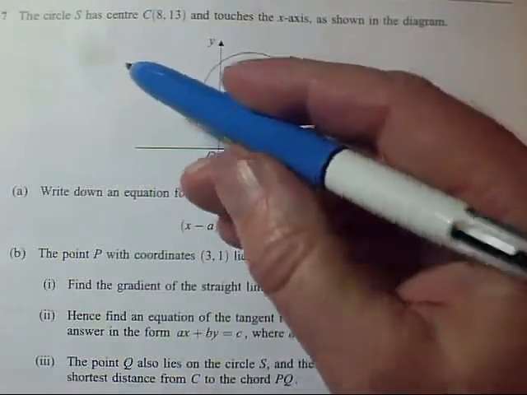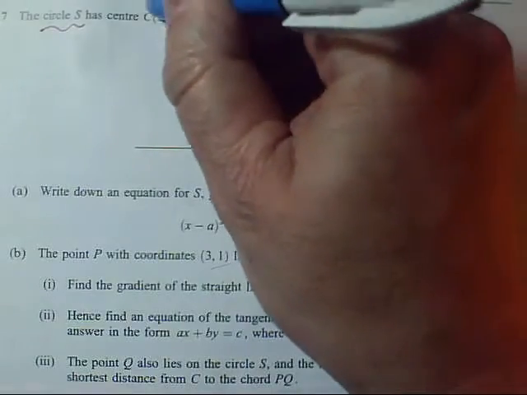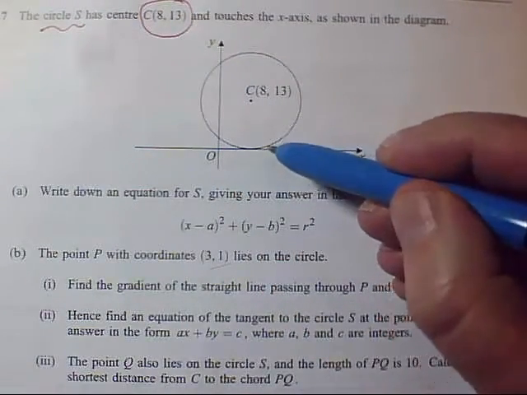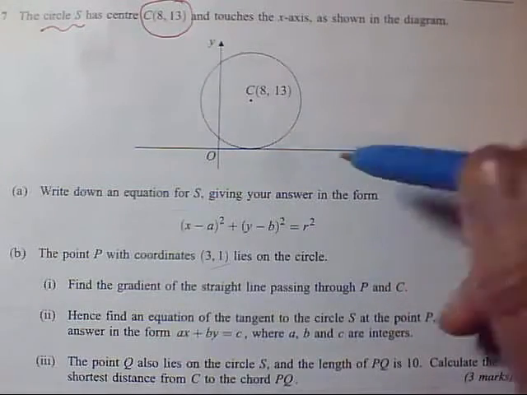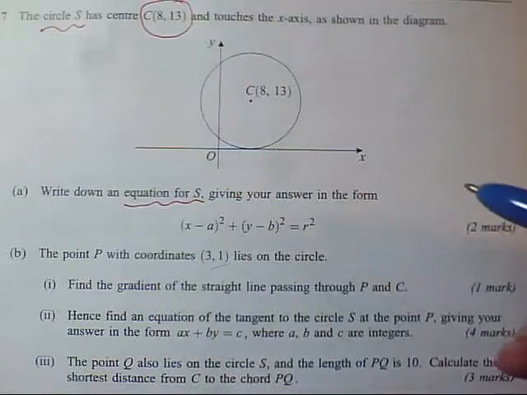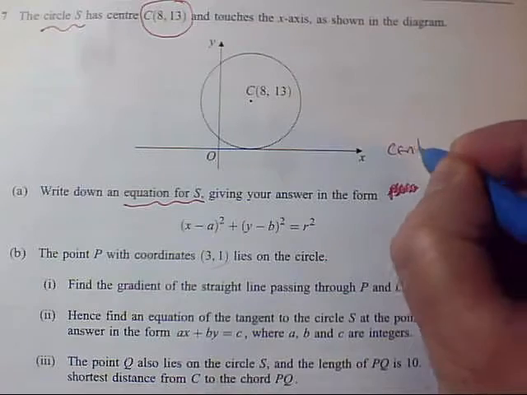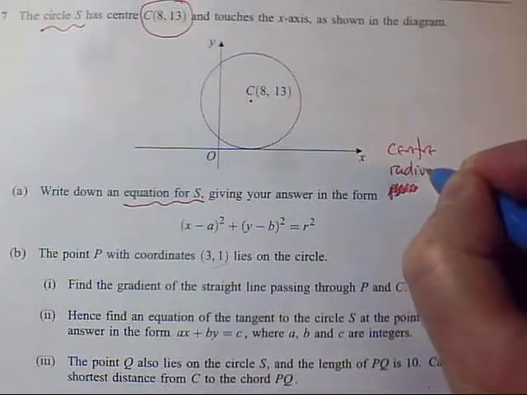Okay, we've got a circle that they've called S, unusually for a circle, because they want to use the letter C to mean the center of the circle, and it touches the x-axis. We have to write down an equation for S. So the starting point for an equation of a circle is two things: we need a center and we need a radius.